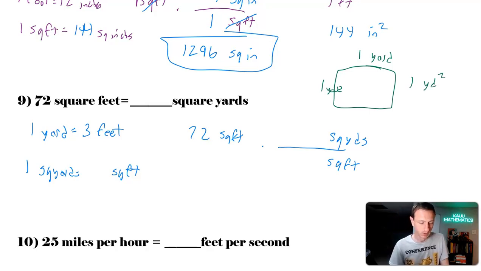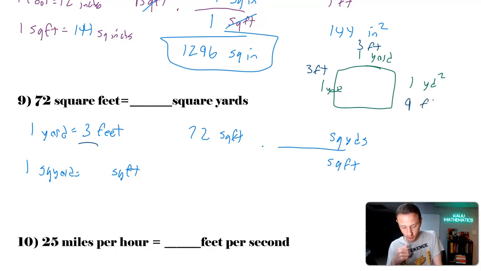Okay? What if it's in feet? Well, 1 yard is equal to 3 feet, as I just explained. So a 1 yard by 1 yard square is a 3 foot by 3 foot square. What is the area of that square now? 3 times 3 is 9. So 9 square feet.